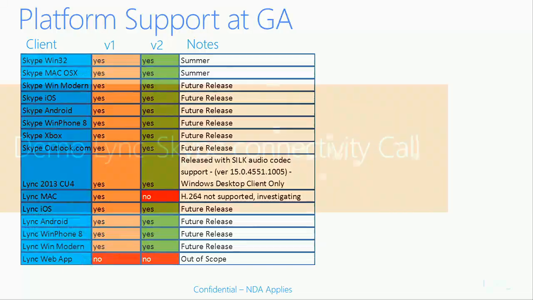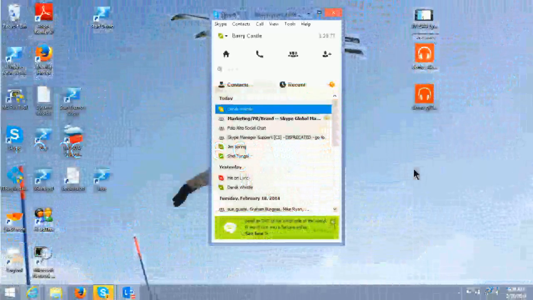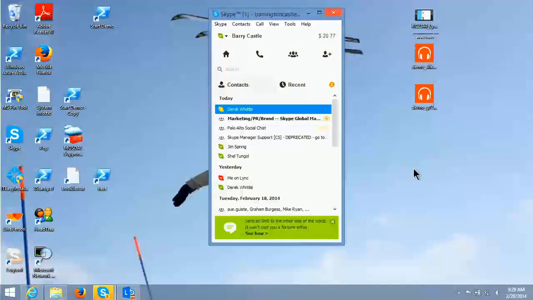All right, so it's time. Okay, so we've got to work out which screen we're going to be on. We're going to do this from screen 5, which is my machine here, and I'm the Skype user. And Derek is going to be, it's a little weird because he's standing to my left, but he's actually going to display over here on my right, your left. Okay, so this is Derek, he's on Lync. Here we go, fingers crossed.